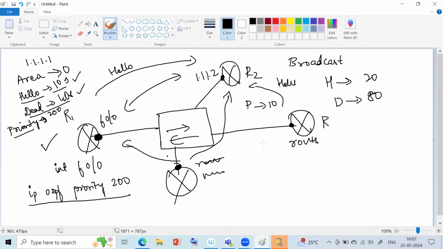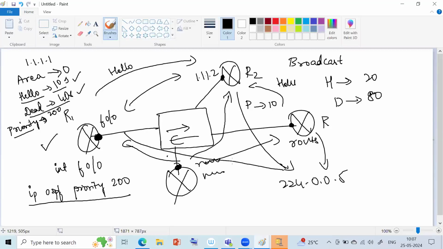It will not send individually to 3 routers. It will just send to 224.0.0.5. Automatically, these 3 routers are listening to this. They'll get to know only router one's priority is 200. Ours is just 100. So we have to listen to him. Automatically, it will decide router 1 is the designated router.